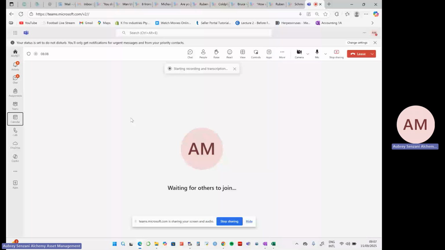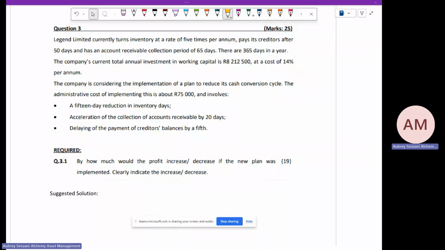Let's do question 3, and we see where we go from there. So question 3, under the required, let's see what they are asking us there. Here it says, by how much would the profit increase or decrease if the new plan was implemented? Clearly indicate the increase or decrease.